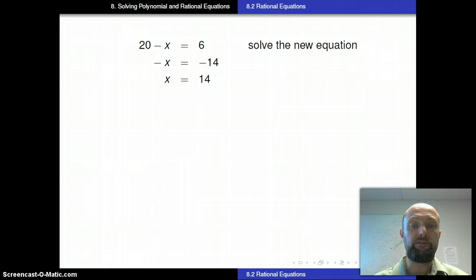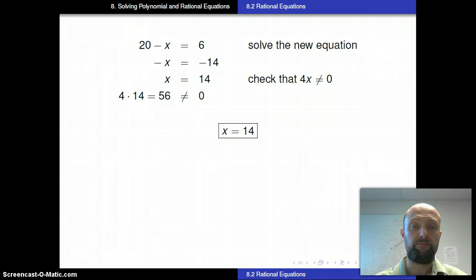Before we conclude that this is a solution, we must check that 4x is not 0. So 4 times 14 is 56, which is not equal to 0. So now we know for sure that x is equal to 14 is the solution.